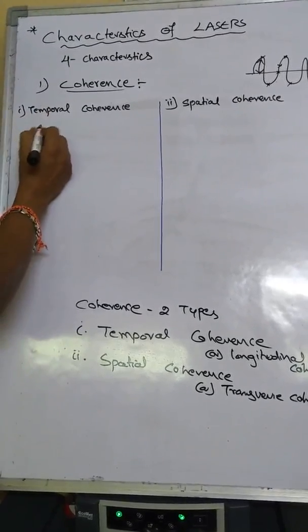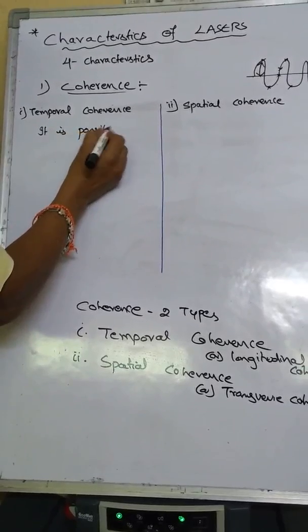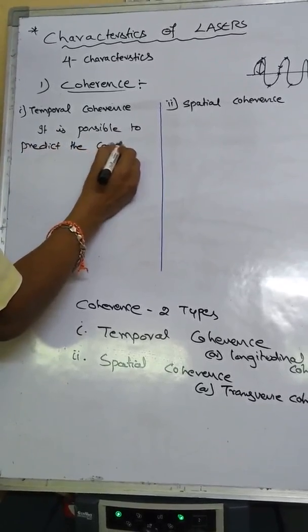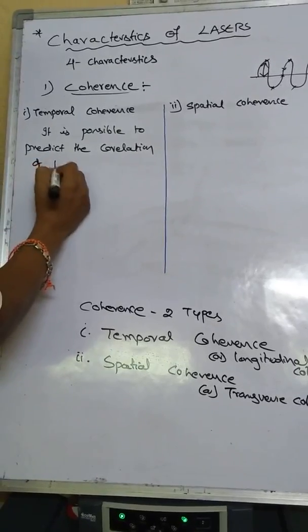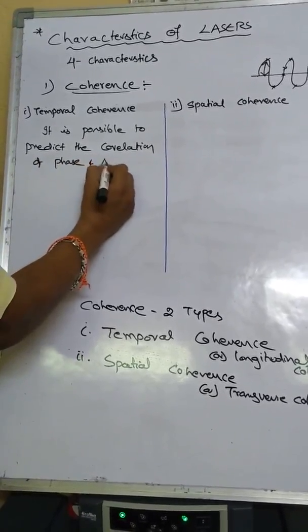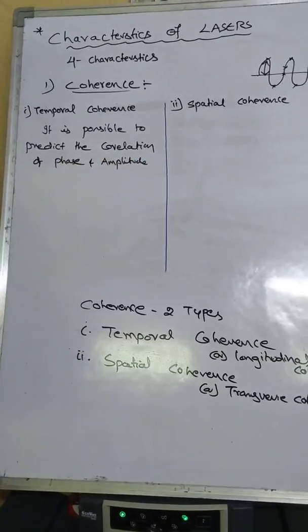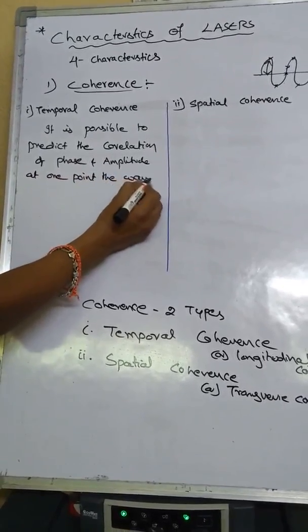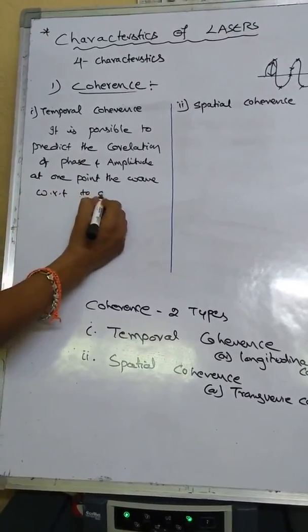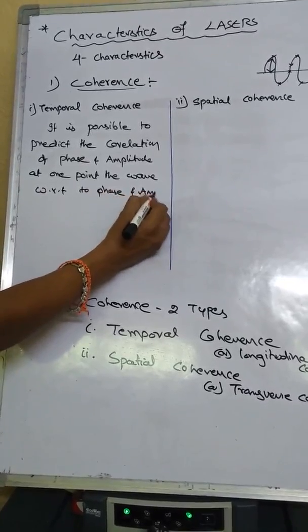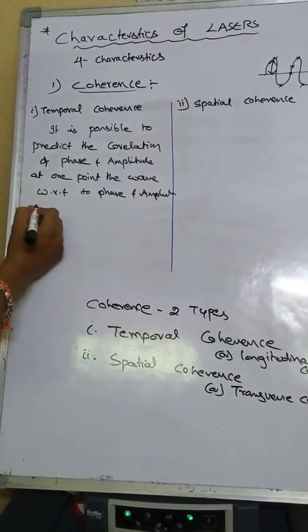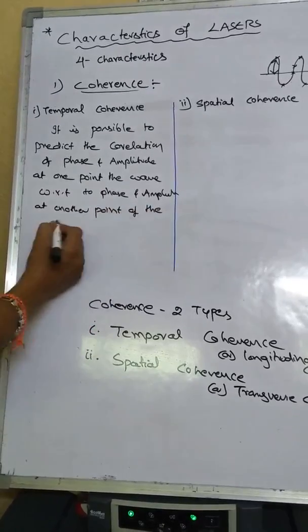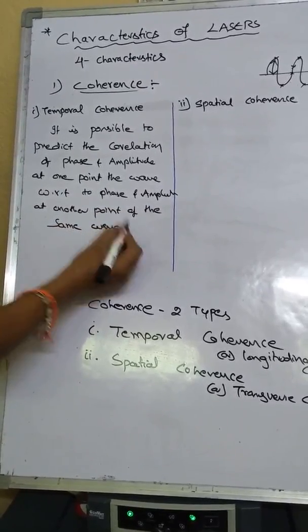In temporal coherence, it is possible to predict the correlation, the important words being same phase and amplitude, at one point in the wave with respect to the phase and amplitude at another point of the same wave. This is more important: of the same wave.